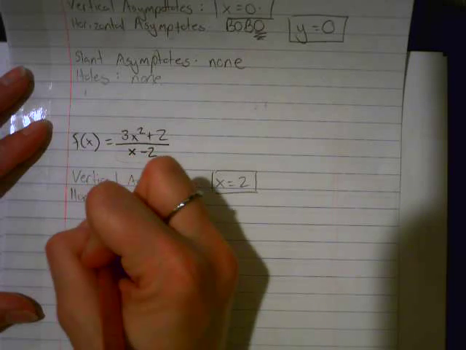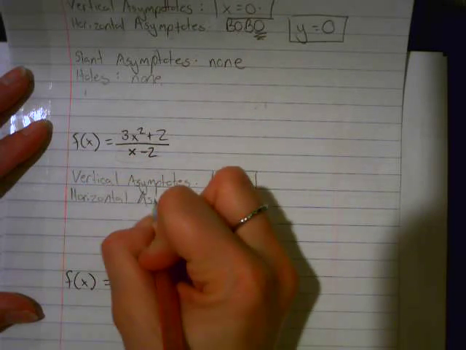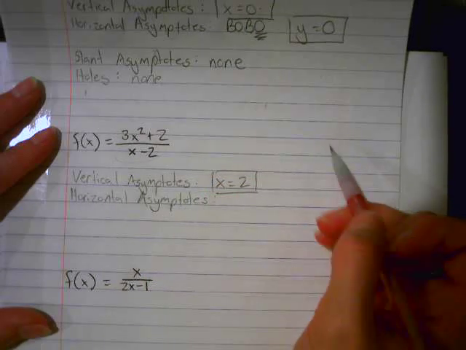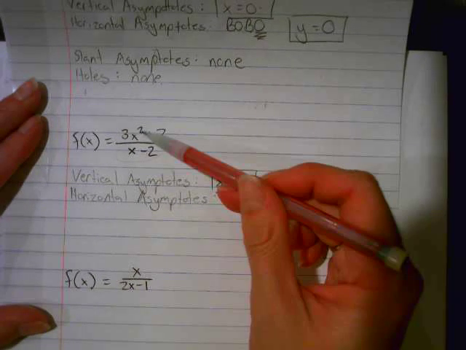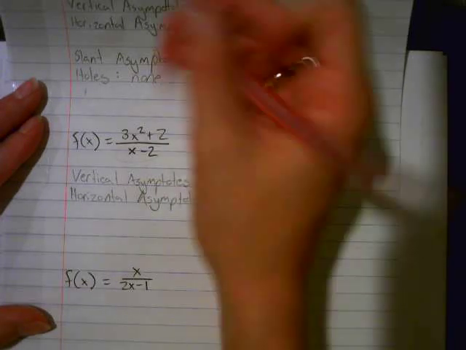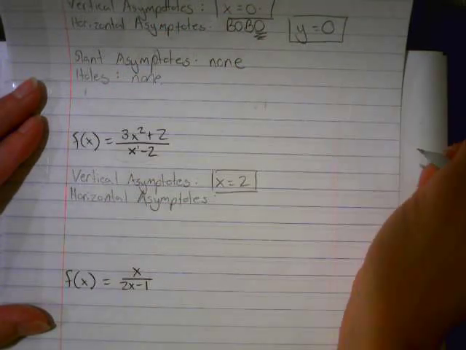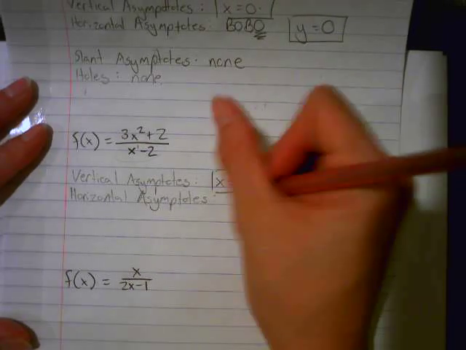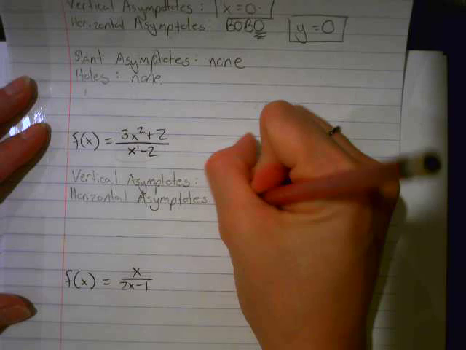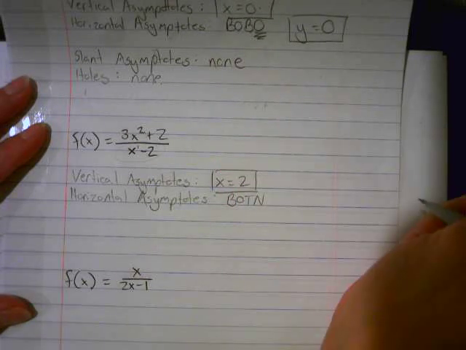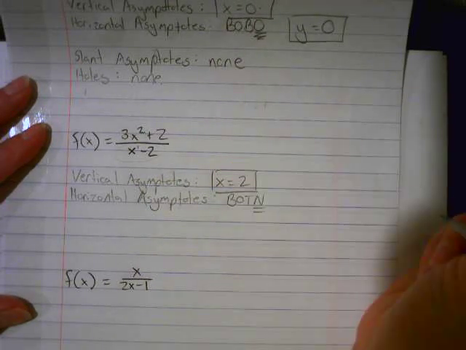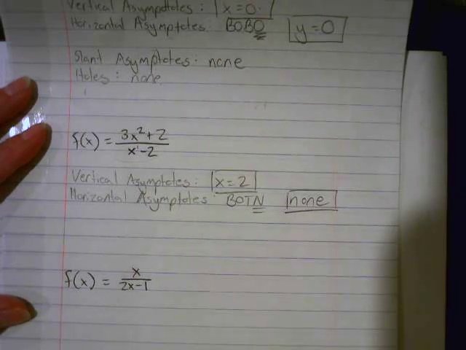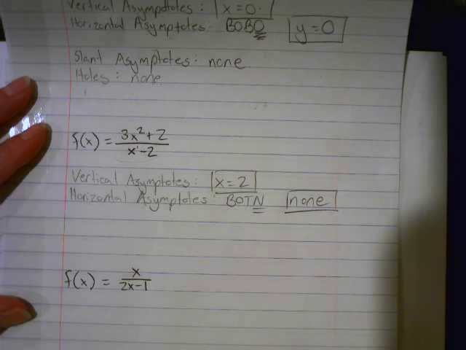For horizontal asymptotes, again, I'm comparing the degree of the top and the bottom and seeing which one's bigger or if they're the same. And if I look here, this has an exponent of 2, it's squared, and on the bottom it has a first power since there's not an exponent there. So this one is bigger on top. I remember BOTN as my memory trick means bigger on top, there's going to be no horizontal asymptotes for this rational function.